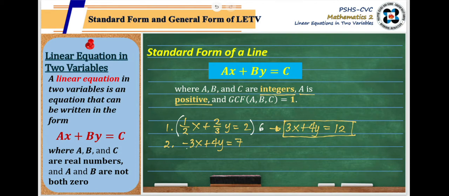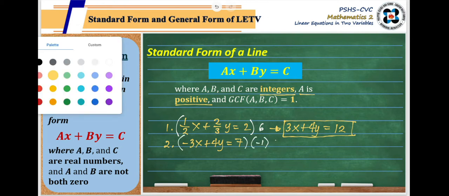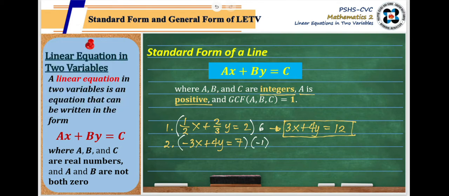Now, if we observe that the value of a, or the coefficient of x, is a negative value, then to make it positive, simply multiply both sides of the equation by negative 1. If we do that, the sign of every term is changed. So 3x, then 4y becomes negative 4y, and then 7 becomes negative 7. This is now the standard form of the line.